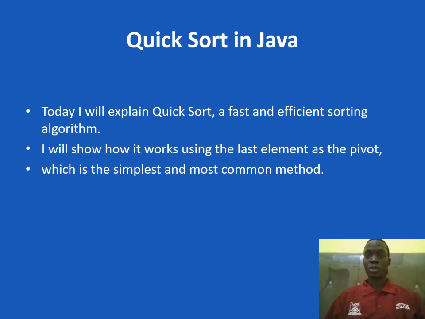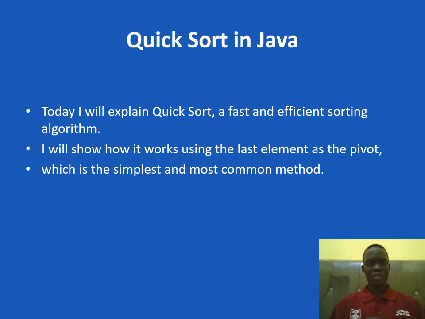So today I'm going to explain one of the subjects, which is algorithm and data structure. One of the topics I'm going to explain is quick sort. It is one of the sorting topics in algorithm and data structure. This is the topic that I'm going to explain today.